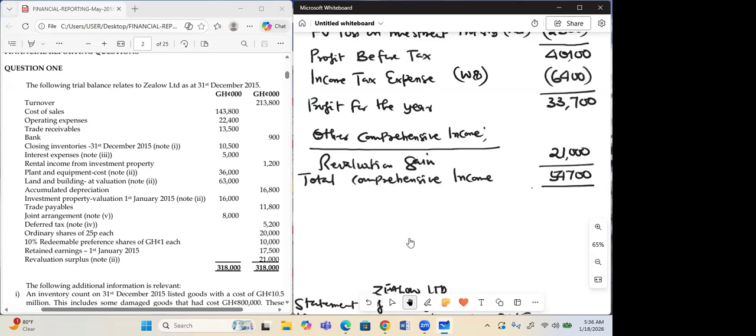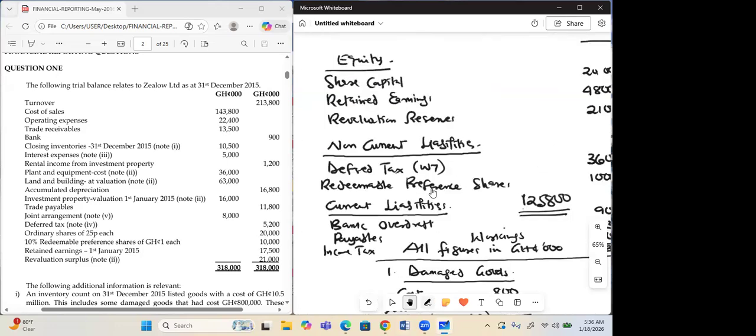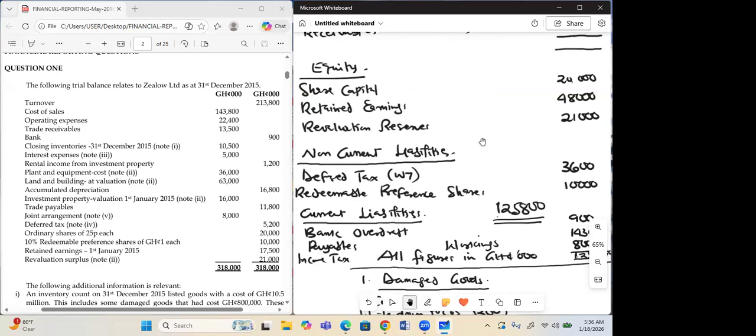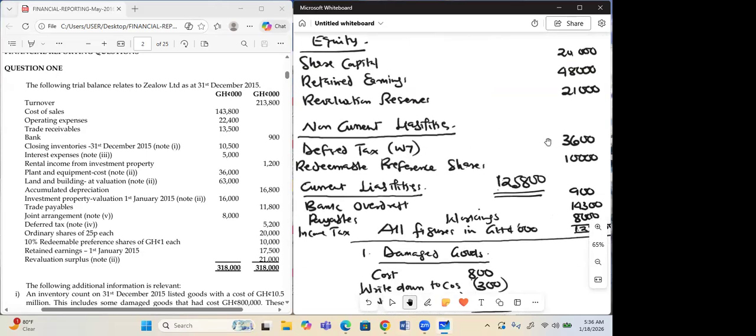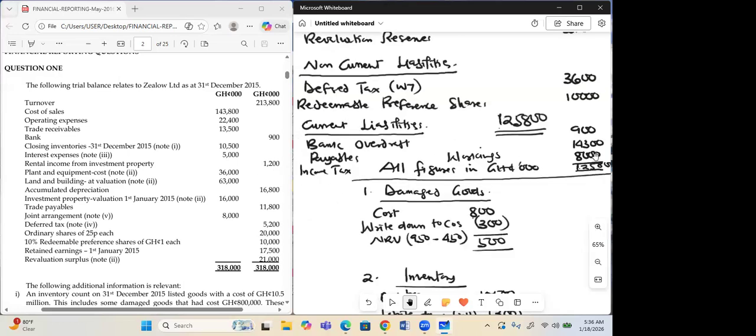Then when we went to the statement of financial position, under non-current liabilities, can you see the deferred tax here? Yes, please. So the deferred tax here is the closing balance of the deferred tax, 3,600. Then under current liabilities, can you also see income tax here? 8,000. Can you see it? Yes, please. So that 8,000, that's the current year estimate. Is that clear?